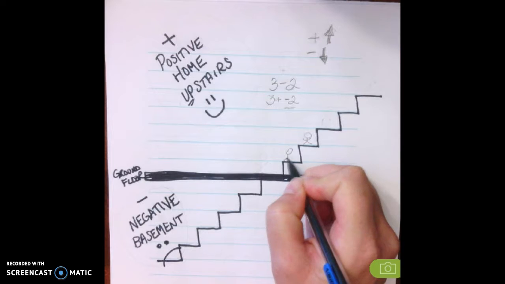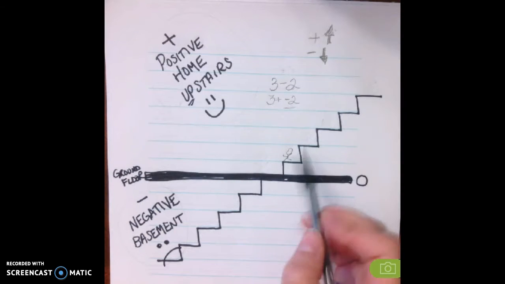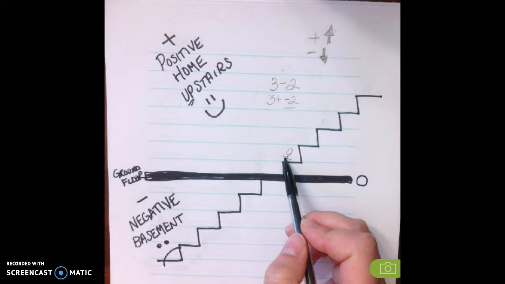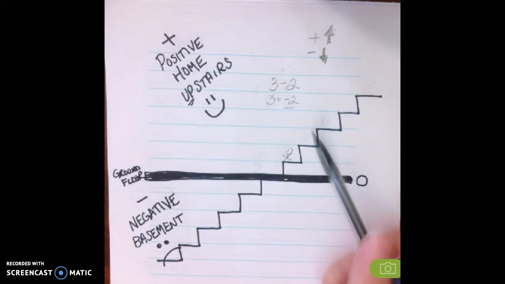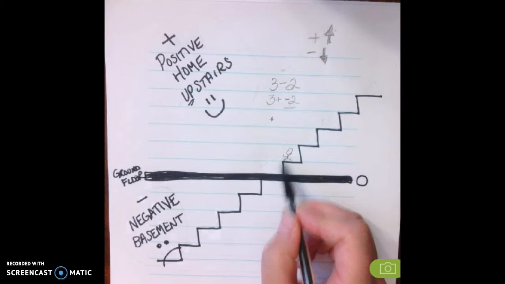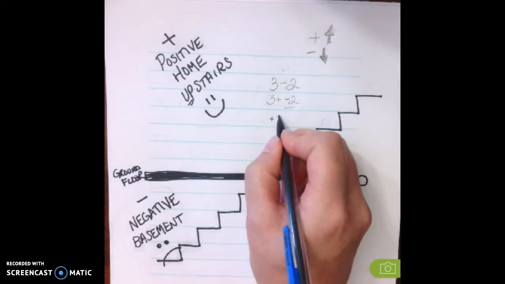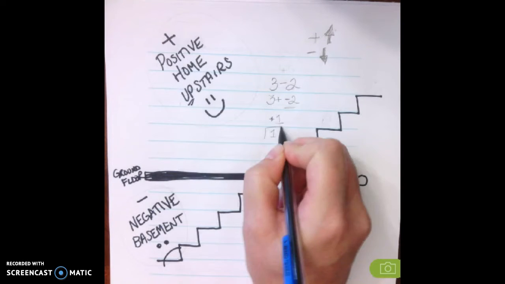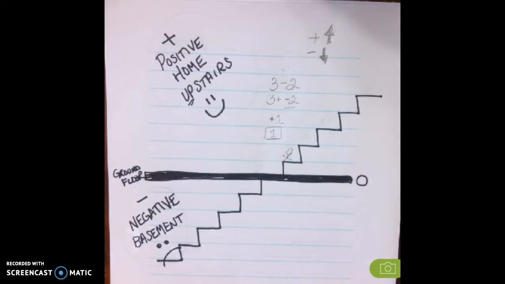And you will see our final location is in the positive area of our home, so our answer is going to be positive. And where are we? Oh, we're one stair up into the positive area of our home, so that's positive 1, and we can write this as just 1.